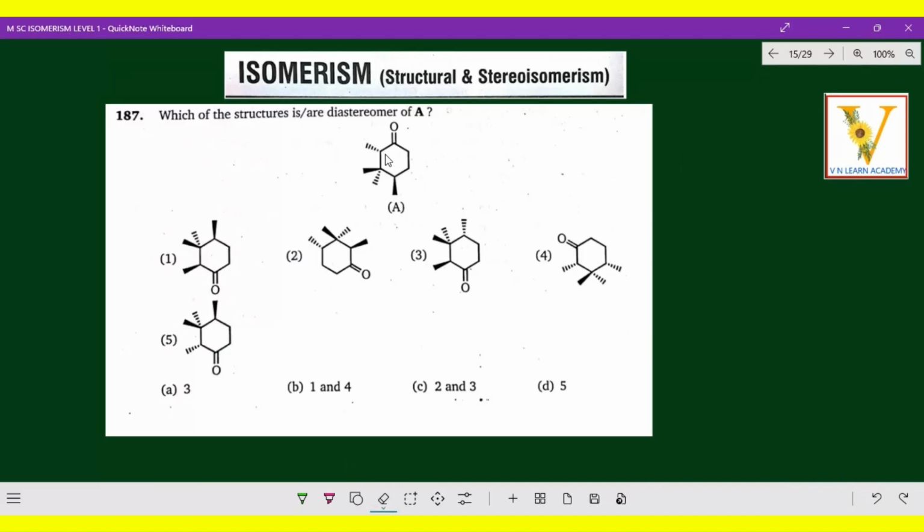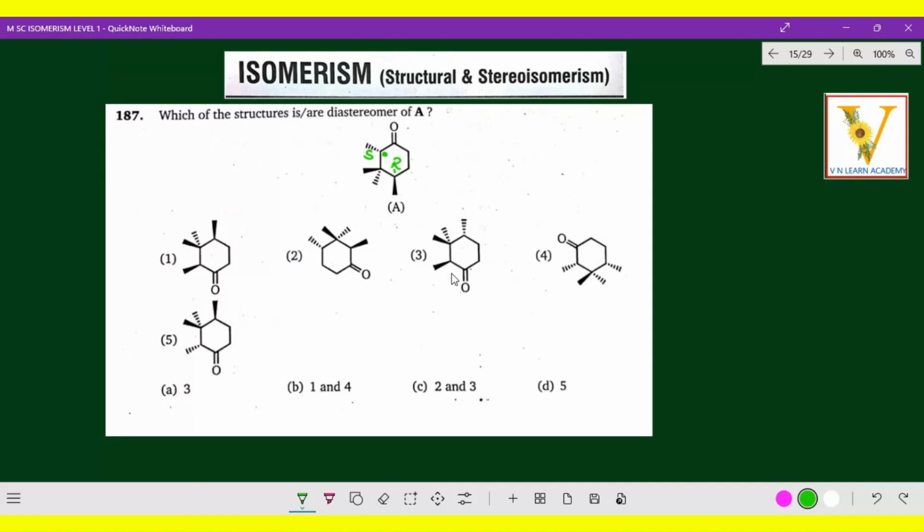Now here, two chiral centers are available. So you just check it. Here two chiral centers are available, and the configuration is according to the RS configuration. Now let us identify that RS configuration. You know very well those rules, ideas and tricks. How do we identify the RS configuration? So this point is R, this point is R, and this point is S.